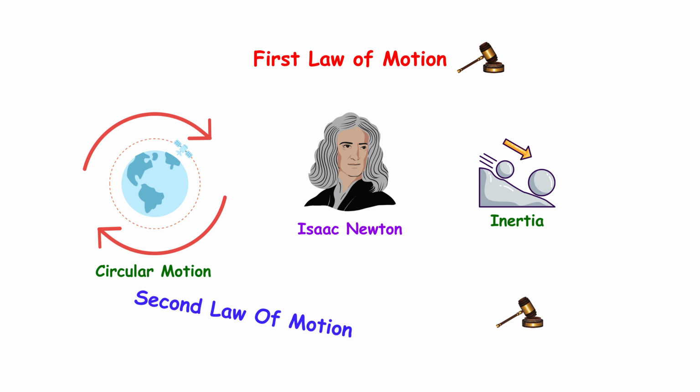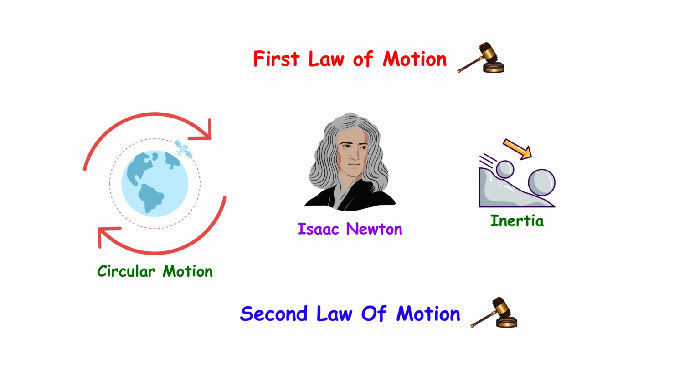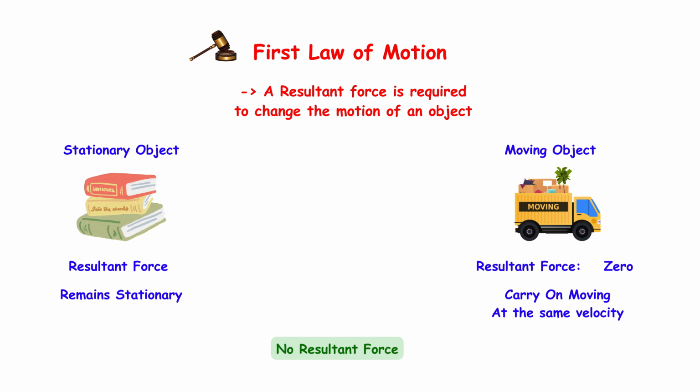In this video we're going to look at Isaac Newton's first and second laws of motion as well as explore the fundamental concepts of circular motion and inertia. Newton's first law basically tells us that a resultant force is necessary to change the motion of any object, or in simpler terms, if there is no resultant force acting on an object then its motion will remain exactly the same. This principle applies equally to objects that are stationary as well as those that are already in motion.